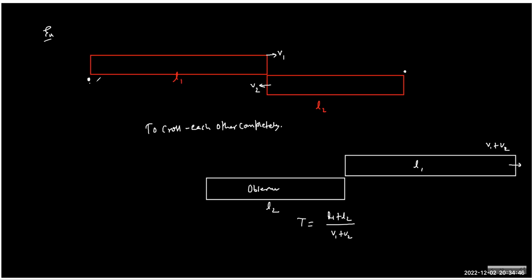Cross means what? This point should be here. Yes or no? Yes. So how far are these two points? You can see clearly it's L1 plus L2. Yes or no? Correct?